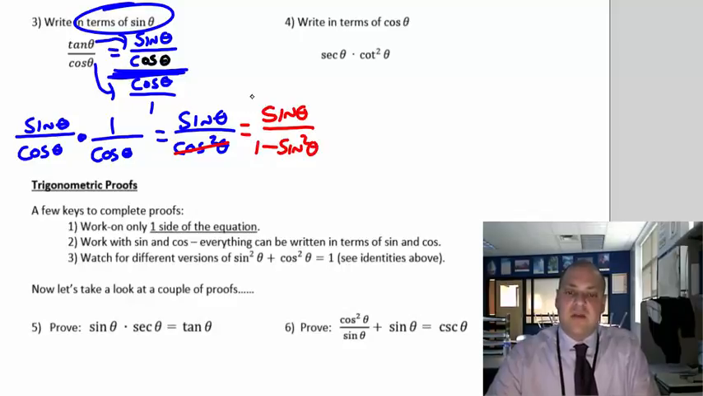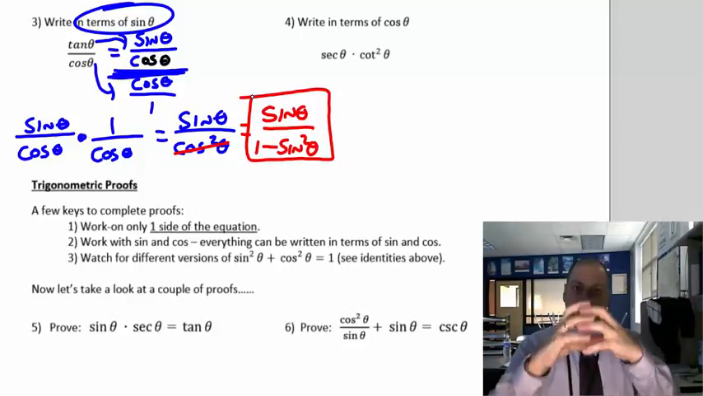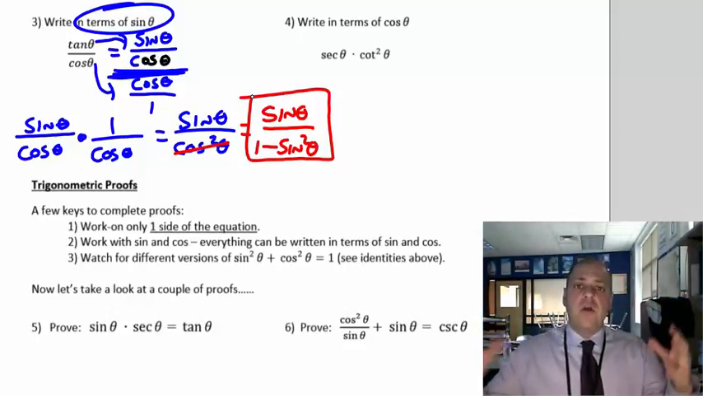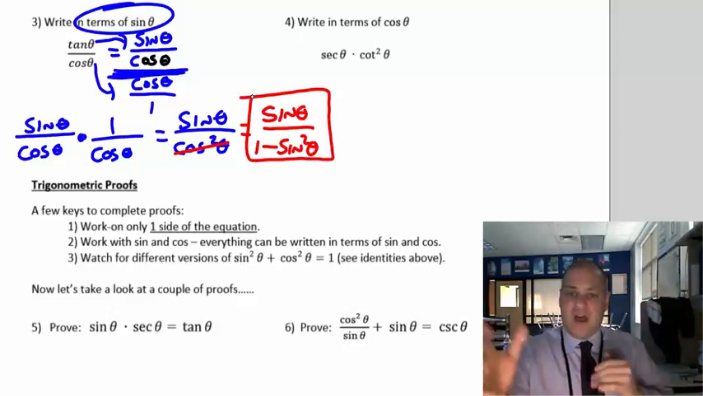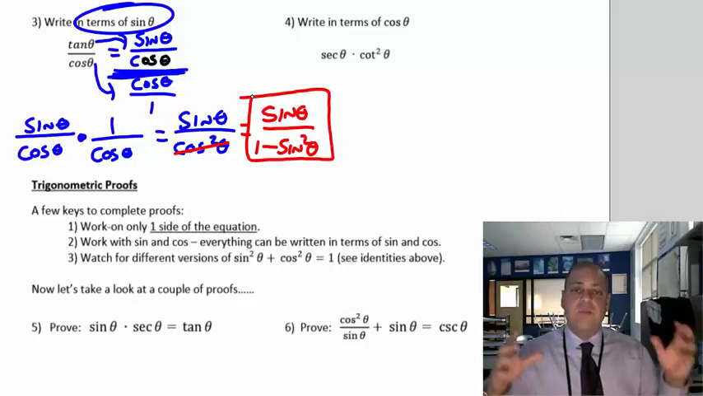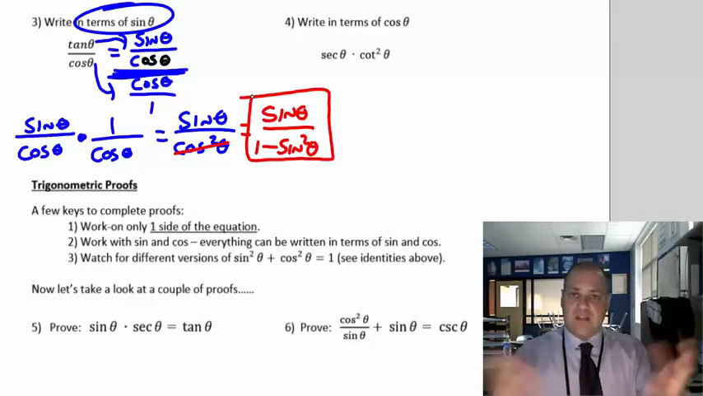So this lesson is basically where algebra meets trigonometry. Everything we did earlier in the year with multiplying, dividing, adding, subtracting fractions with x's and y's and a's and b's and r's and s's, now you need to use those skills with sine, cosine, tangent.